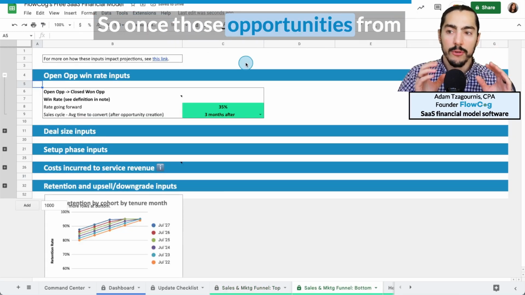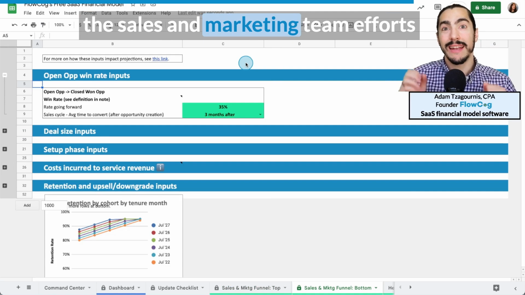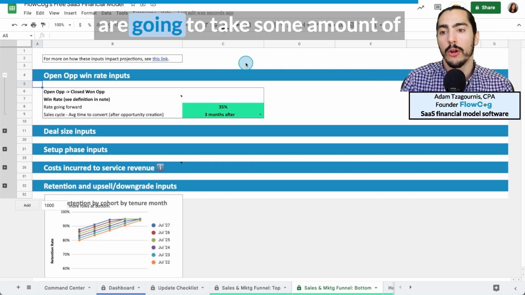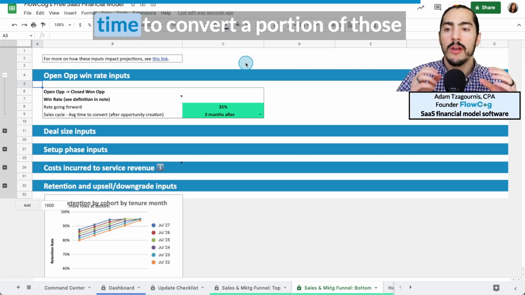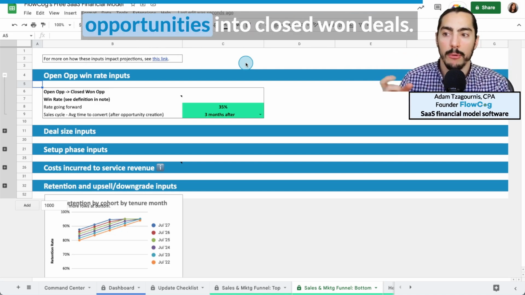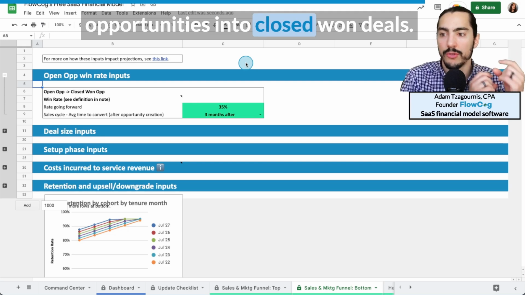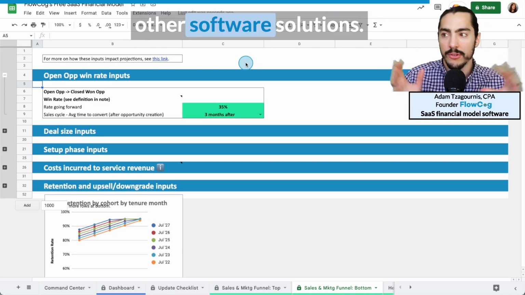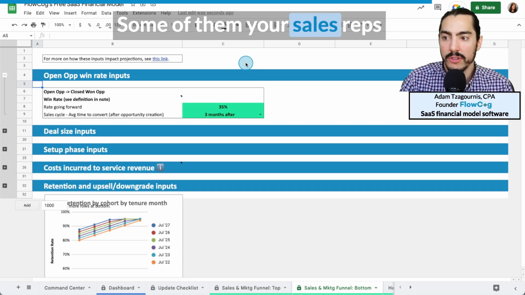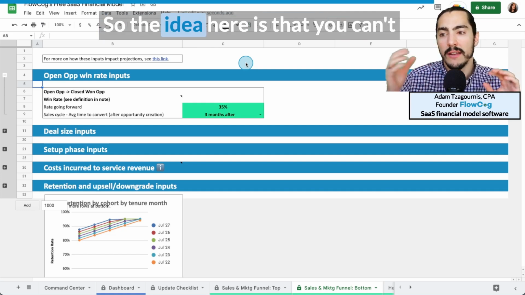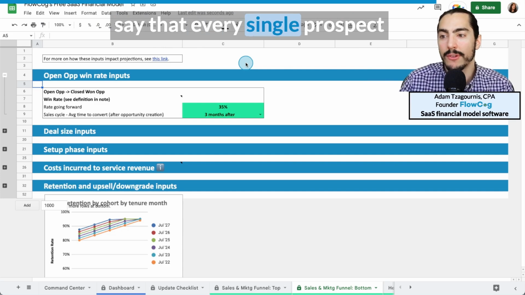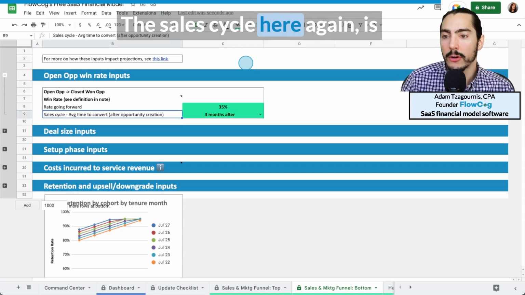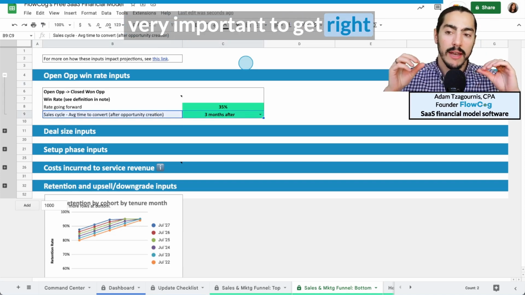So once those opportunities from the sales and marketing team efforts are in your pipeline, account execs are going to take some amount of time to convert a portion of those opportunities into closed won deals. Some of the prospects are going to find other software solutions. Some of them your sales reps are going to lose contact with. So the idea here is that you can't say that every single prospect that you bring in is going to convert into a paying customer. The sales cycle here, again, is very important to get right and to build into your model.